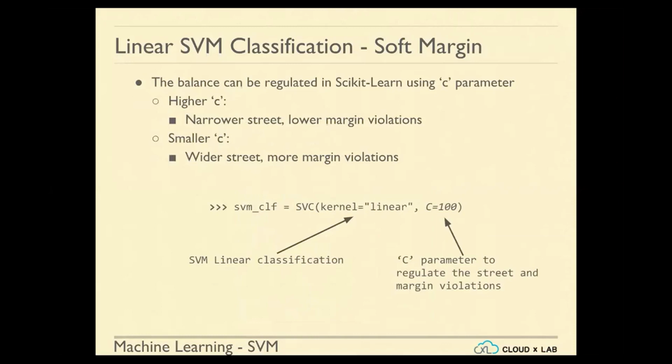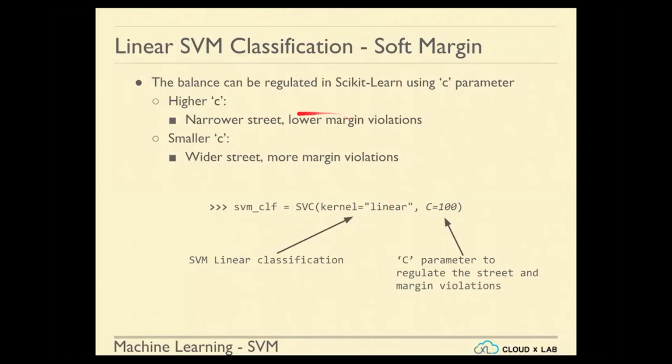In case we want to express our interest that we are interested more in the wider street than the violations, right? Then we can decrease C. If we are interested in a narrower street, and violations are not something that we can tolerate, in that case we would go with a higher C, right?